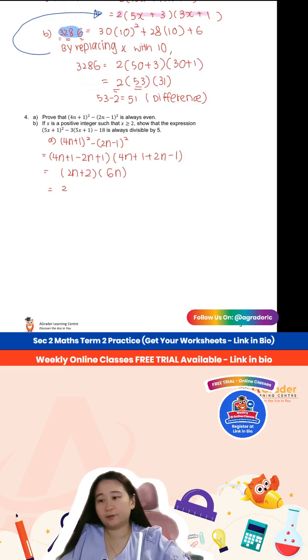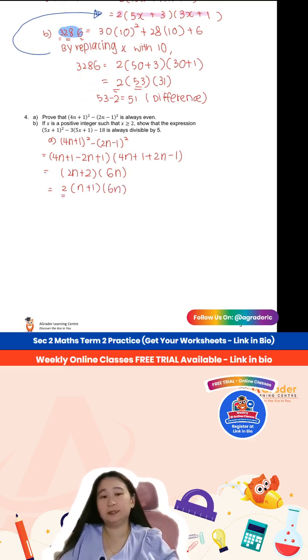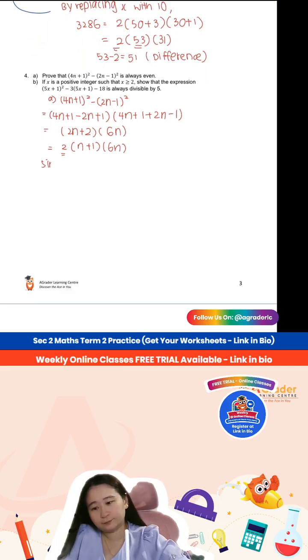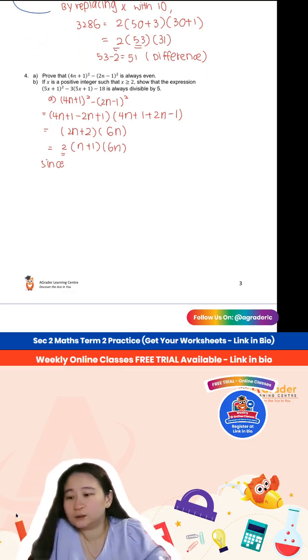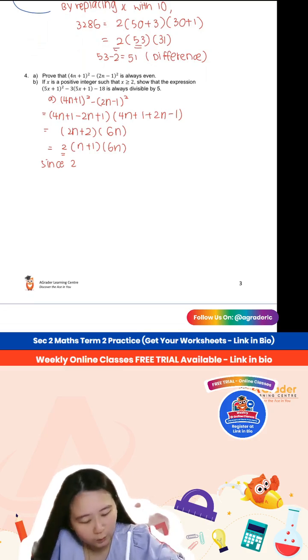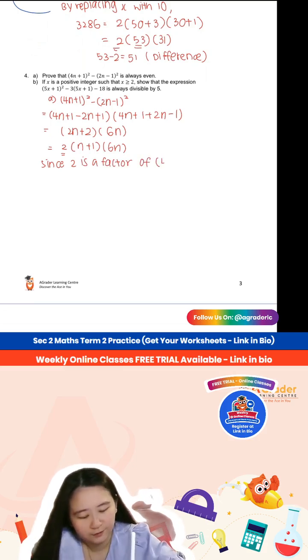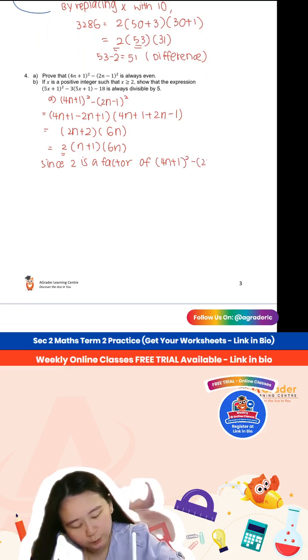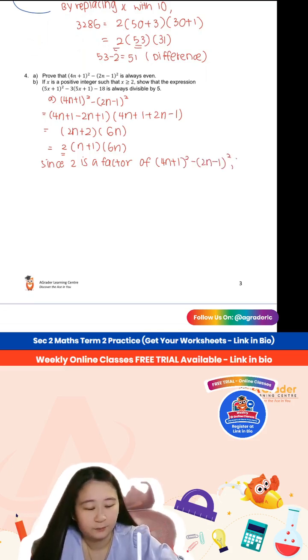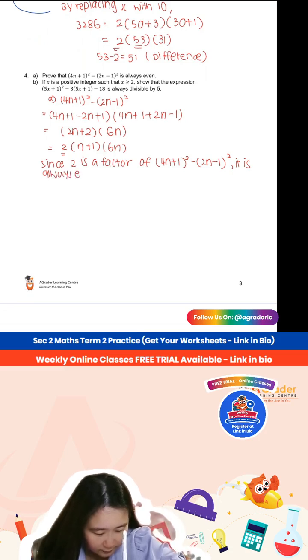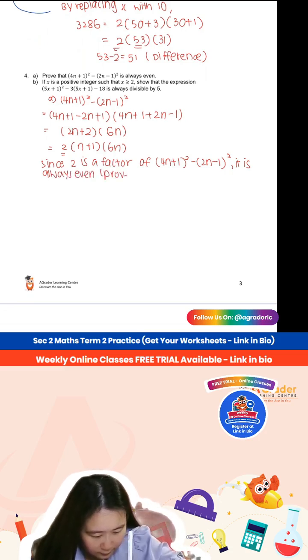Then from here you can factorize out the 2, we have 2 times n plus 1, 6n. So you can see that there's a factor of 2 here. Okay? So since 2 is a factor of 4n plus 1 squared minus 2n minus 1 squared, it is always even. Proven.